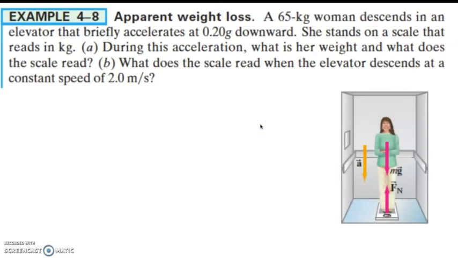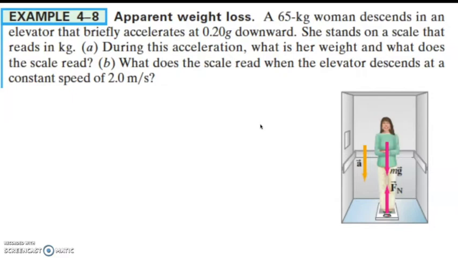And apparent weight loss. A 65 kilogram woman descends in an elevator that briefly accelerates at 0.20 g downward. She stands on a scale that reads in kilograms. A. During this acceleration, what is her weight and what does the scale read? And B. What does the scale read when the elevator descends at a constant speed of 2 meters per second?